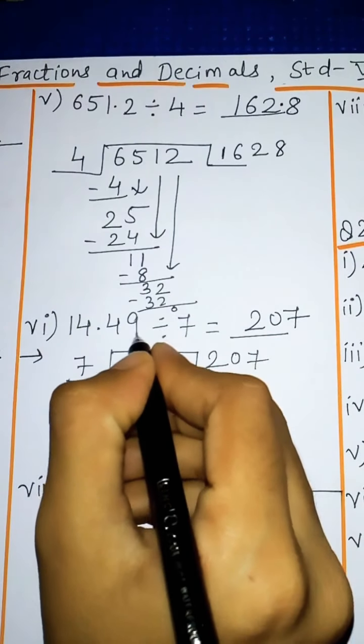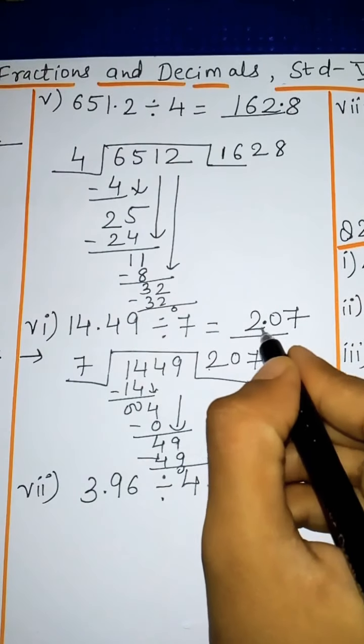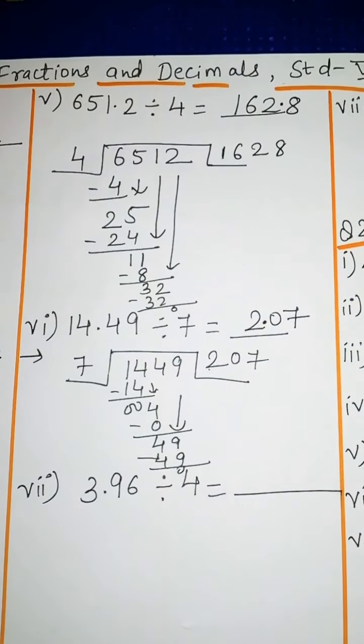Again in the question the point is after 2 digits. So after 2 digits means here we will keep the point. So 2.07 is our answer.